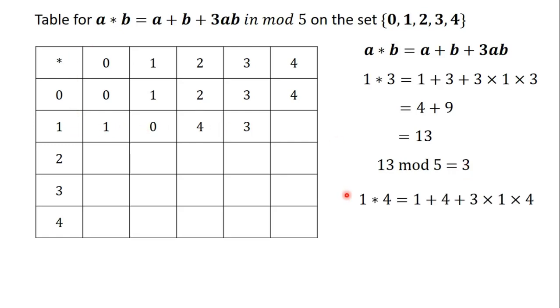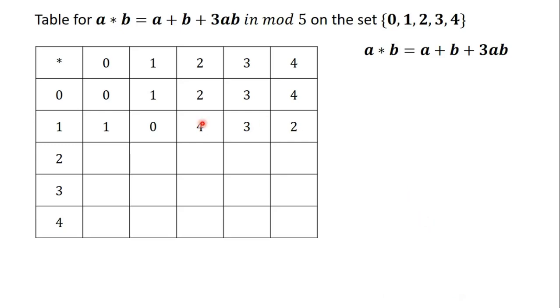1 star 4. 1 star 4 is equal to 1 plus 4 plus 3 times 1 times 4. 1 plus 4 is 5. 3 times 1 times 4 is 12. 5 plus 12 will give us 17. 17 mode 5 is 2. The next one is 2 star 0.